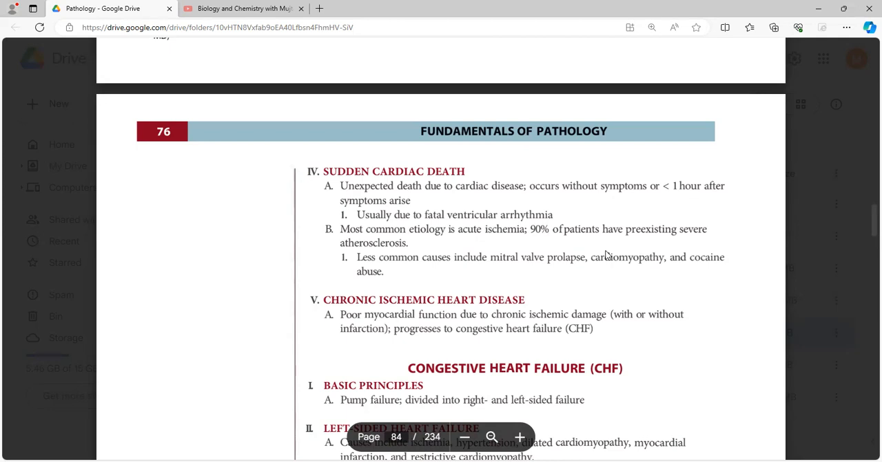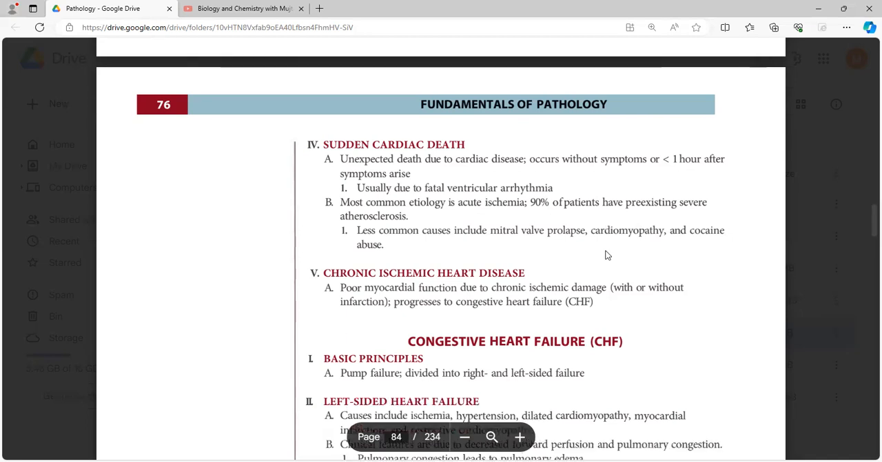Other common causes include cardiomyopathy. Cardiomyopathy is a disease in which there is a structural defect in the heart muscle itself rather than in the vessels or in the blood which supply the heart. Similarly, mitral valve prolapse, in which the mitral valve isn't closed in a normal anatomic shape, rather it goes upward into the atrium. And cocaine abuse. Why? Because cocaine abuse results in an extreme sympathetic response and elevated heart rate, which leads to tachycardia and can eventually lead to sudden cardiac death.